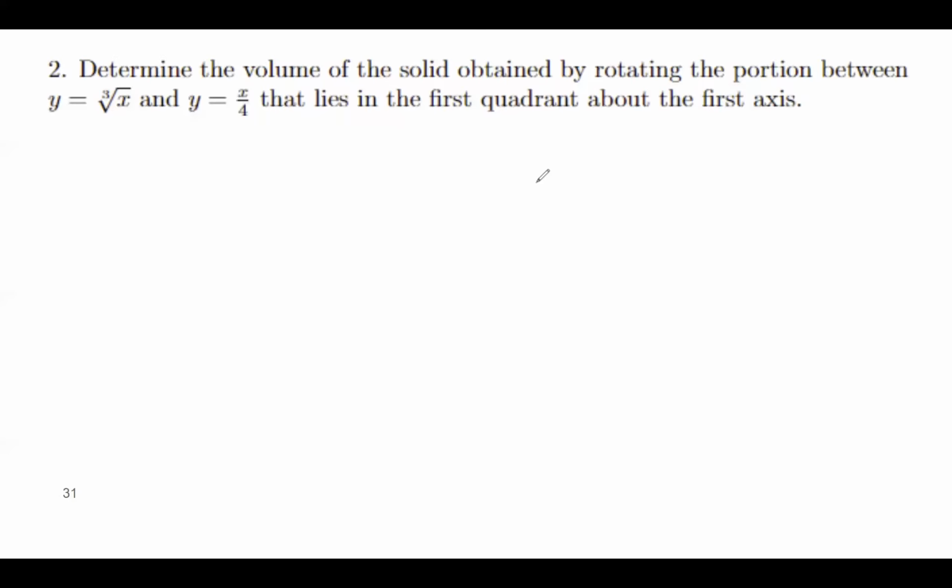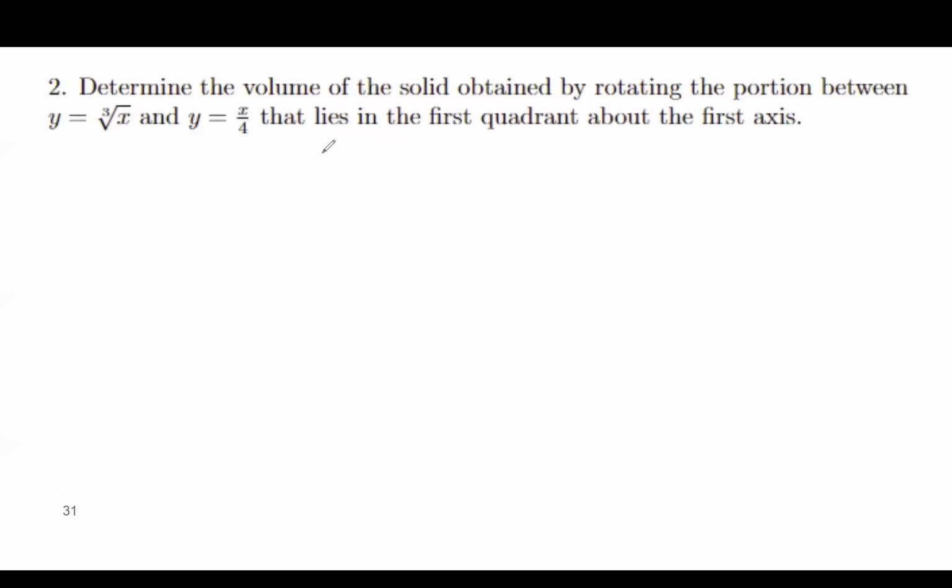So this is our question. It tells us to find the volume of a solid obtained by rotating the portion between these two equations that lies in the first quadrant about the x-axis. The first thing I like to do is draw a picture. Now, once we have our picture, this helps us visualize what exactly we're looking at.